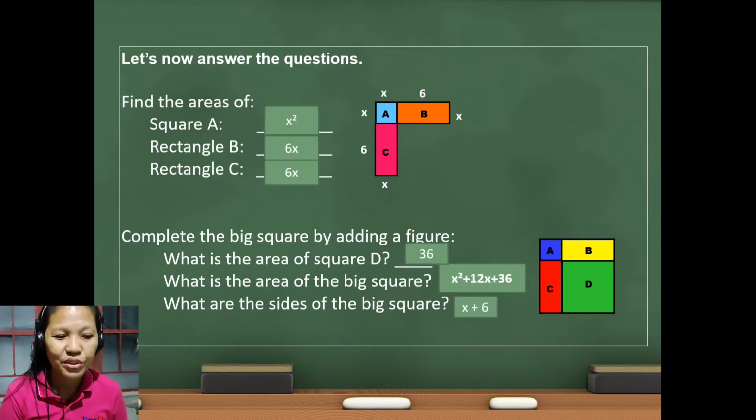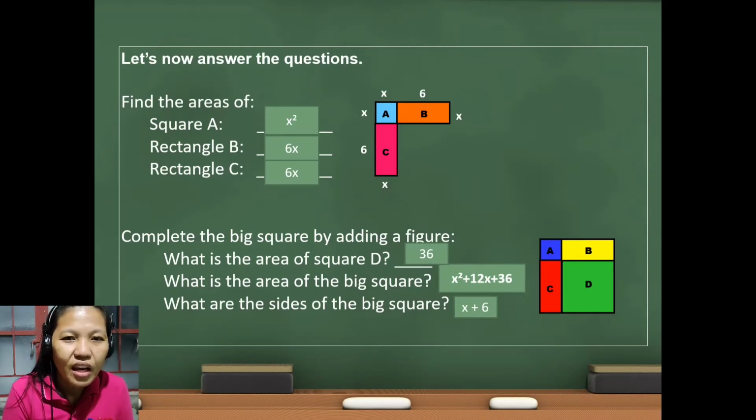Let's have the answer. The area of square A, x times x, x squared. Rectangles B and C, 6 times x, 6x. Area of square D, 6 times 6, 36. Area of the big square: x times x, x squared; 6x plus 6x, 12x; 6 times 6, 36. The final answer, x squared plus 12x plus 36. And the sides of the big square, x plus 6.